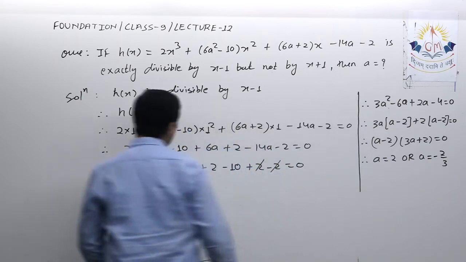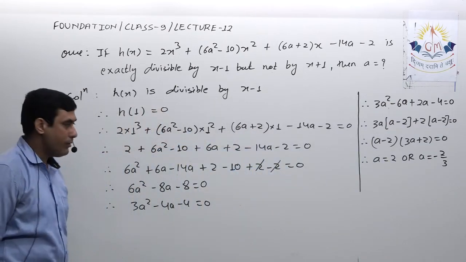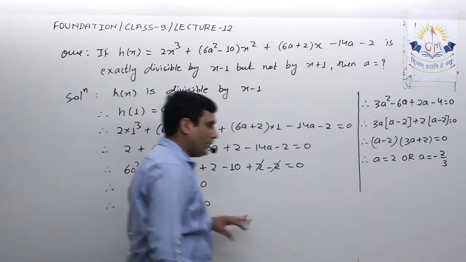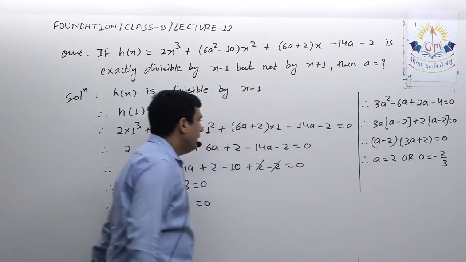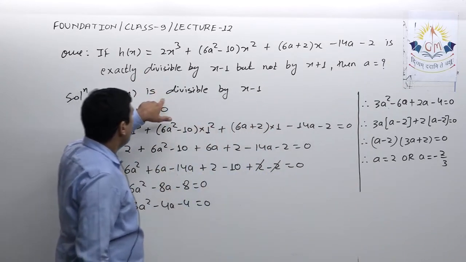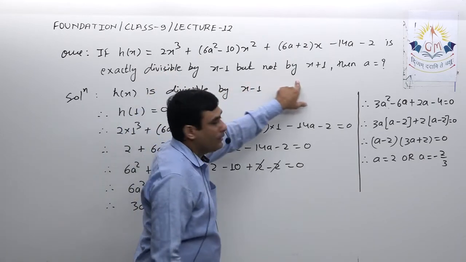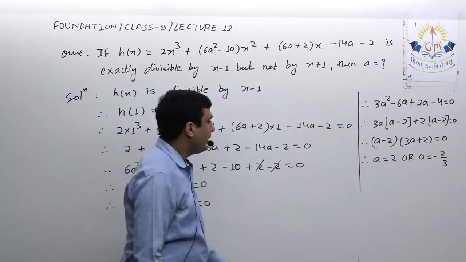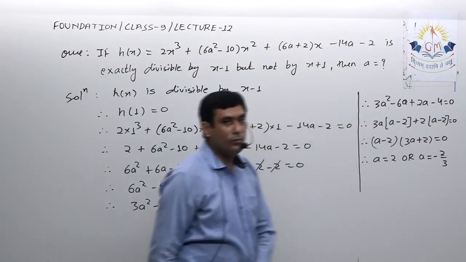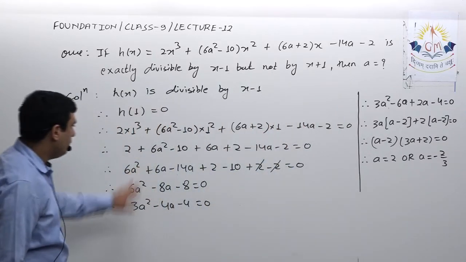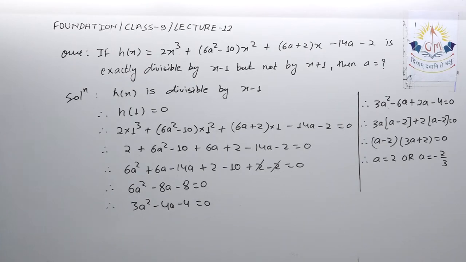Now among these two values, one is the value of a. Might be both the values of a are correct. But here there is one more condition, that this given expression should not be divisible by x plus 1. So after this what we have to do, think for yourself as well as note it down, then we'll see the remaining solution.